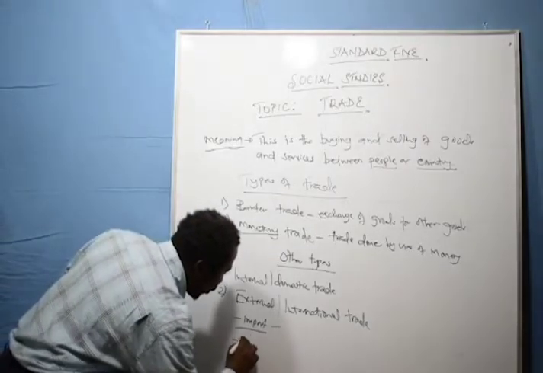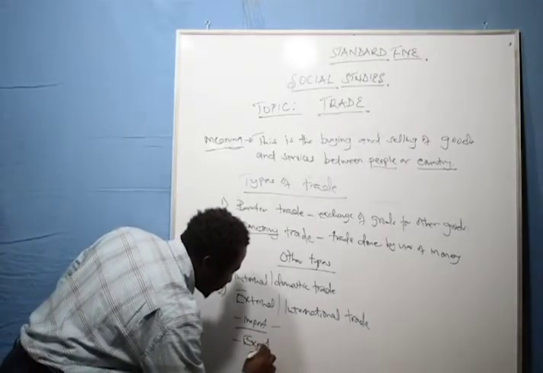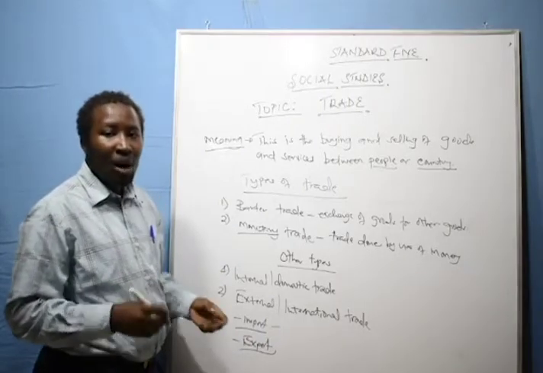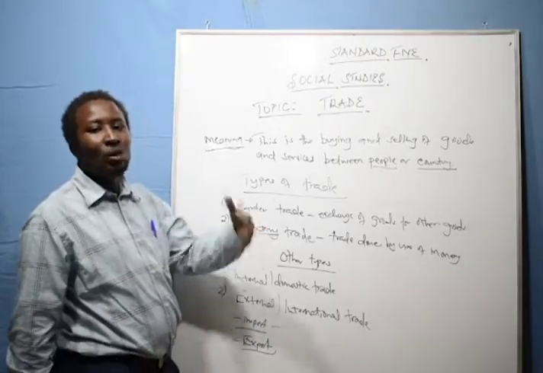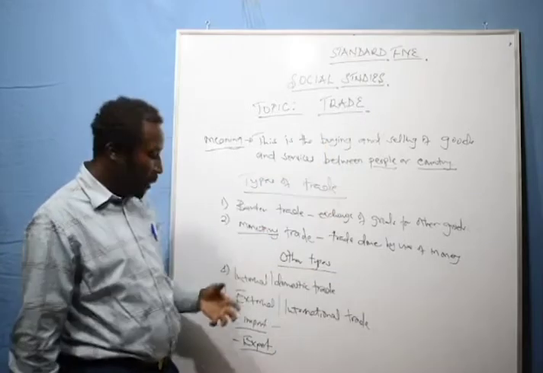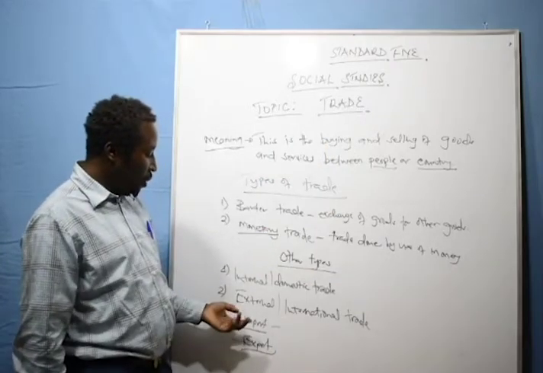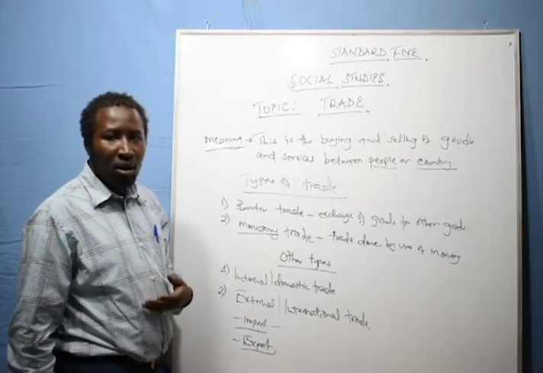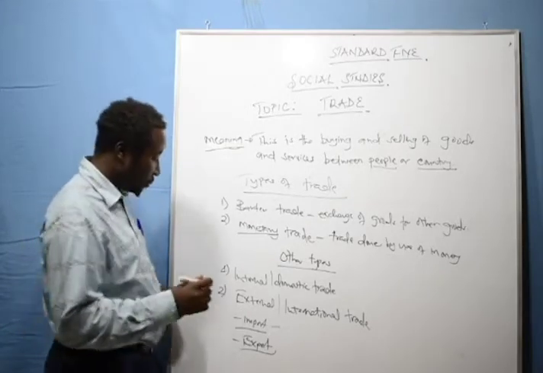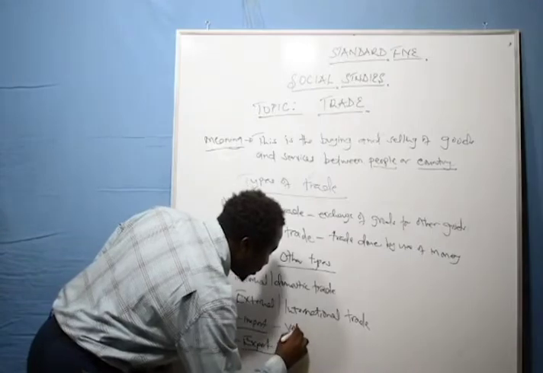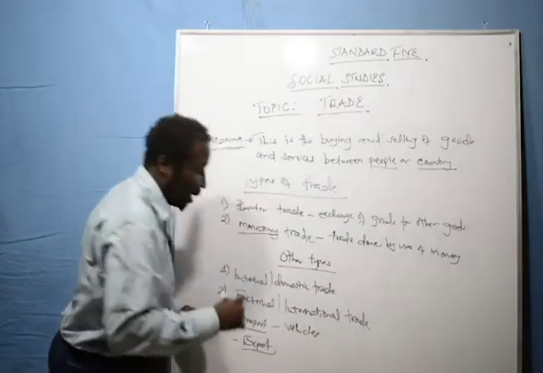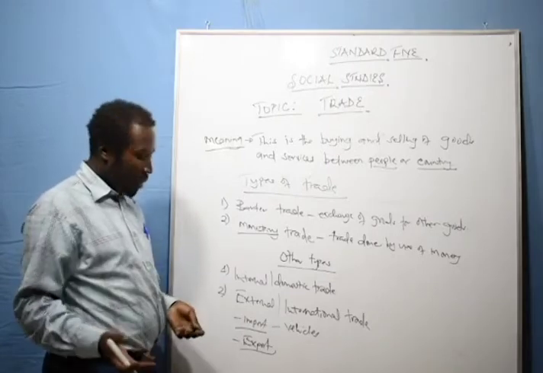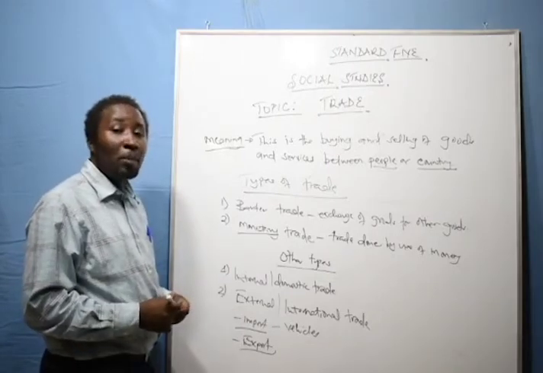Buying of goods from other countries, okay? And we have what we call exports. These are goods that our country sells to other countries outside the country, okay? We have import. For example, what do we import in Kenya mostly? We import vehicles, okay? The various vehicles, Subaru, Toyota, all those vehicles we import.